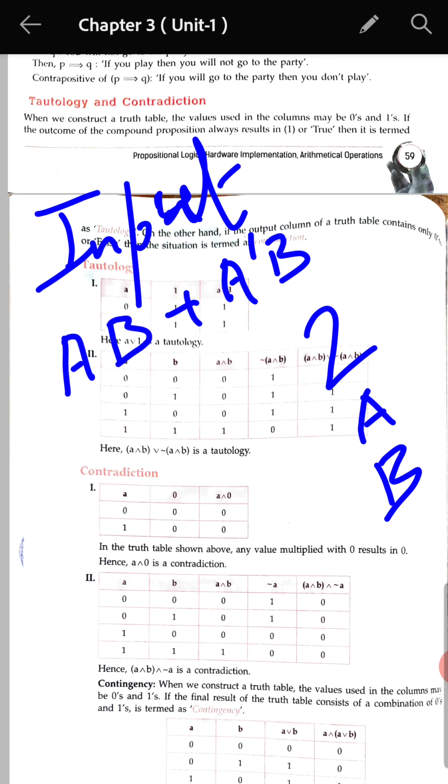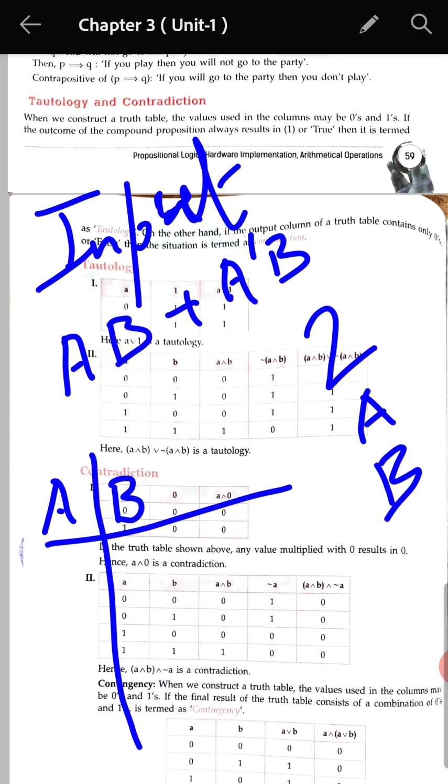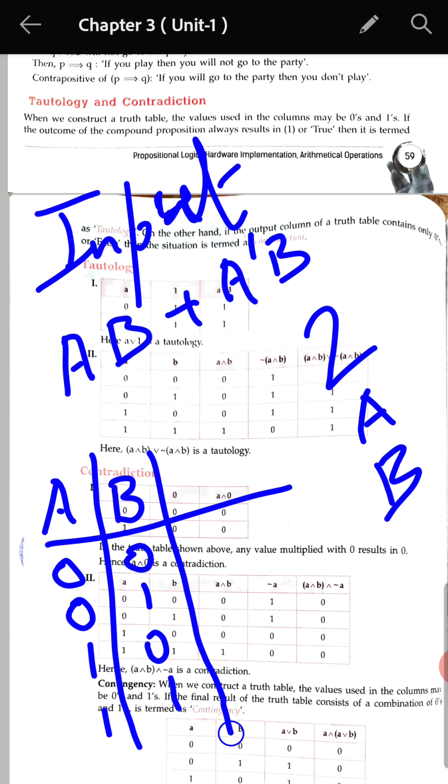An equation containing only two variables means you have to create a two variable truth table. How? A, B, a truth table for two variables. How we are going to create it: 0 0 1 1, 0 1 0 1. See, in this format.